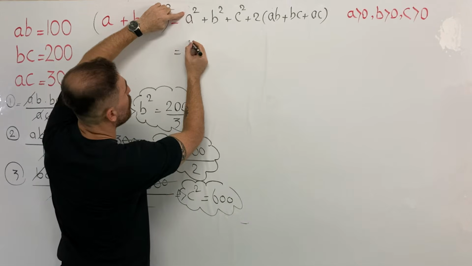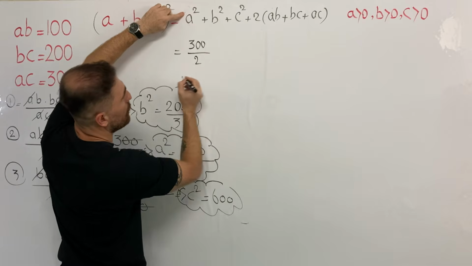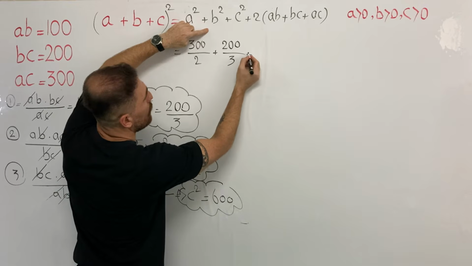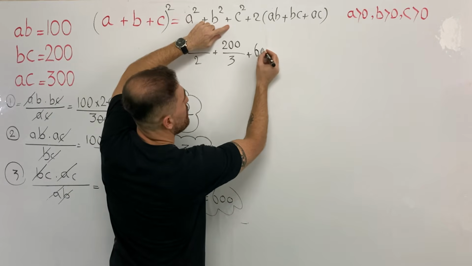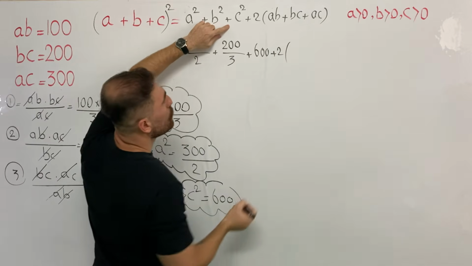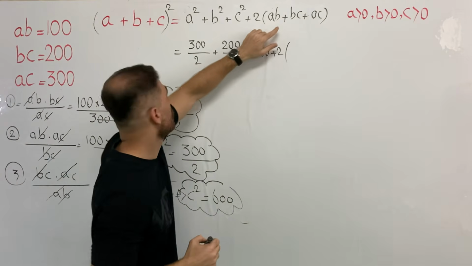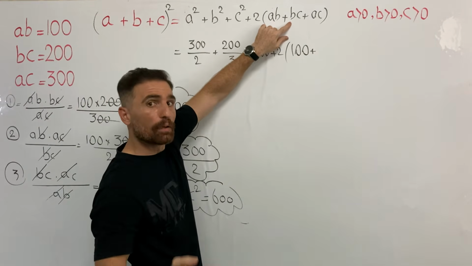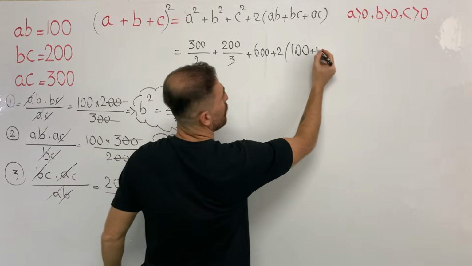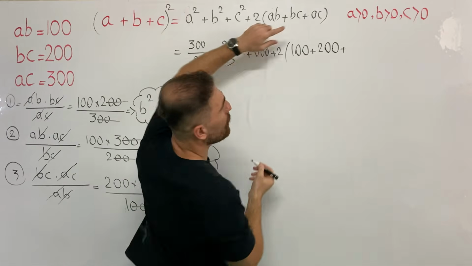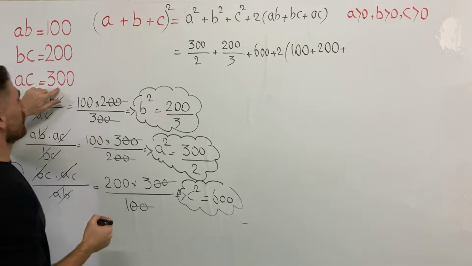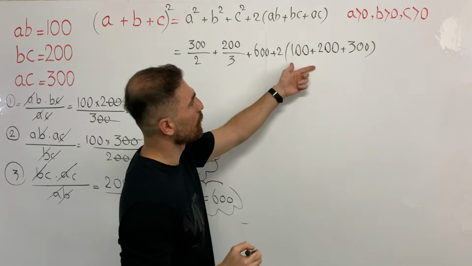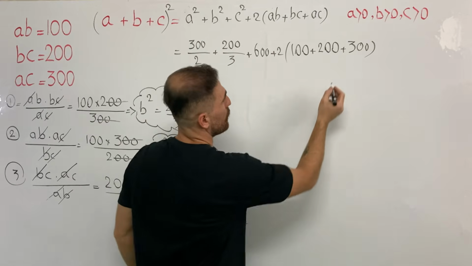A squared, 300 over 2, plus B squared, 200 over 3, plus C squared, 600, plus 2 times the value of AB. We are given 100, plus the value of BC, we are given 200, plus the value of AC, right, we are given 300. So let's see, what do we have? 100 plus 200 plus 300, 600.